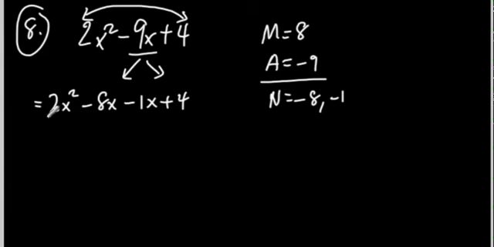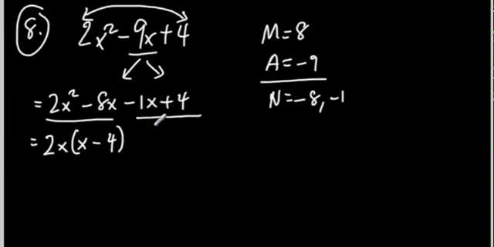Now what we're going to do is try to group the first two and the last two. What's common between the first two is 2x, and what we're left with is x minus 4. And what's common in the last two? It's minus 1. There's nothing really in common, but keep the sign the same as the negative over here. And since nothing is common, just put 1. So what's left over? It's x minus 4.